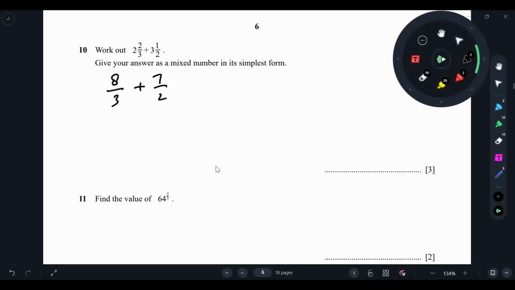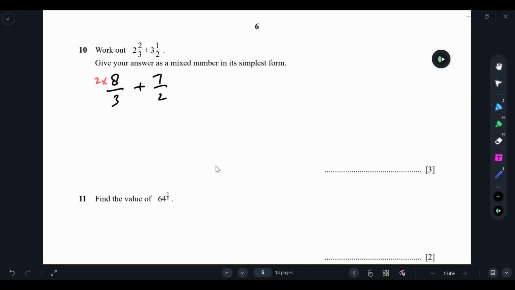Now we need to simplify it without using the calculator. What we can do is multiply the first fraction by 2 and the second by 3 so that the denominator is the same. So this will be 16/6 plus 21/6. Now the denominator is the same, so 16 plus 21 is equal to 37, which gives 37/6. Now how can we convert it into a mixed fraction?